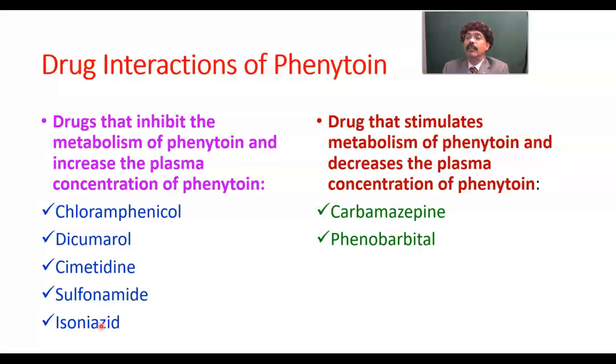Drugs that stimulate metabolism of phenytoin and decrease its plasma concentration are carbamazepine, another anti-epileptic drug, and phenobarbital, another anti-epileptic drug. They stimulate the metabolism of phenytoin.